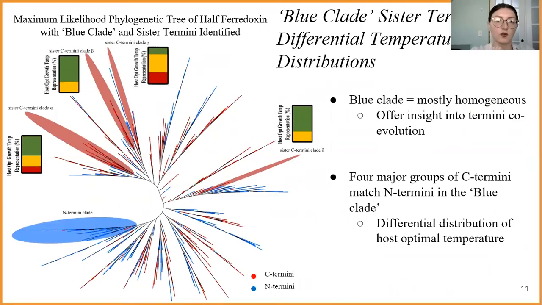Further investigation was focused on a large clade that was almost entirely composed of ferredoxin N termini. This is highlighted in blue on the slide. The sister C termini of the blue clade formed 4 distinct clusters: sister alpha, beta, gamma, and delta. While there is no differential distribution of pH among these sister clades, we do see a pretty clear-cut distribution with temperature, where especially sister clade gamma is really dominated by hyperthermophiles and thermophiles.